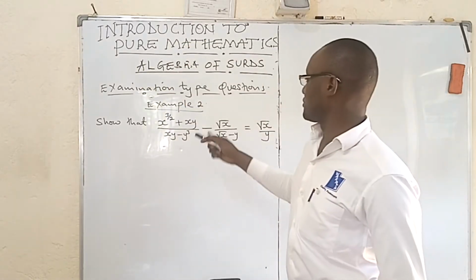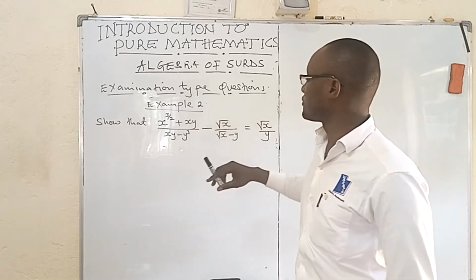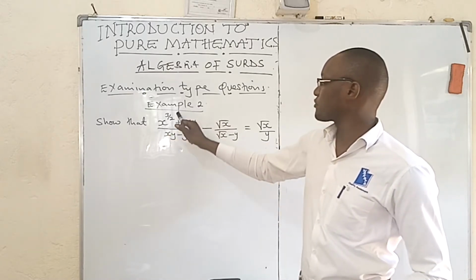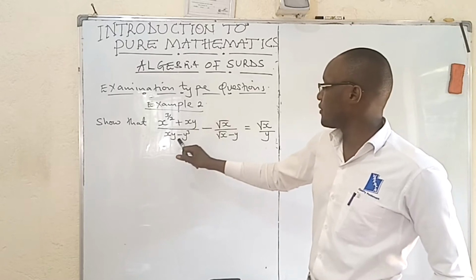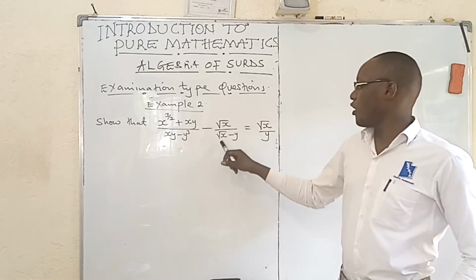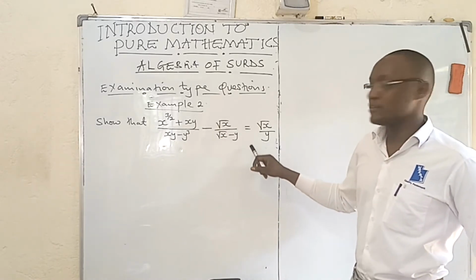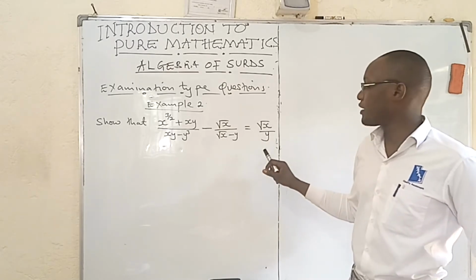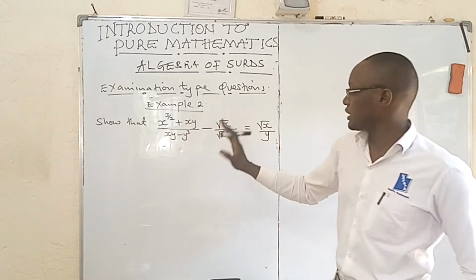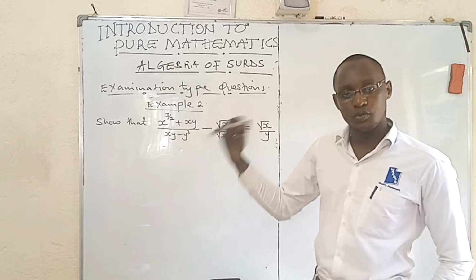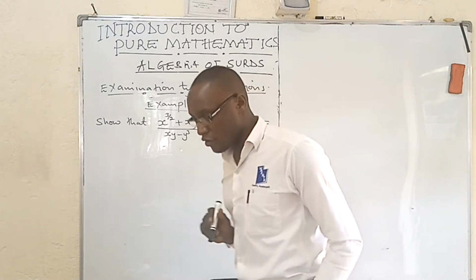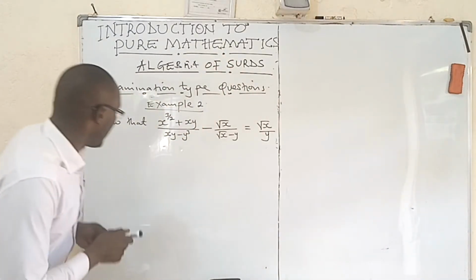The break has now taken us to example 2 of the examination type questions. The examiner, just like example 1, is telling us to show that (x^(3/2) + xy)/(xy − y³) − √x/(√x − y) is the same as √(x/y). You have already got a clue on this word "show". When they tell you to show, automatically it is the left-hand side which should be dealt with to produce the right-hand side. So in this kind of arrangement, I'm seeing a change can be made.